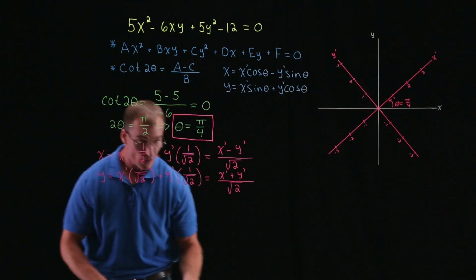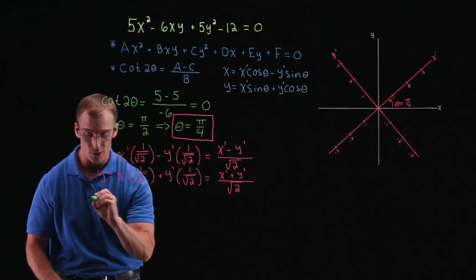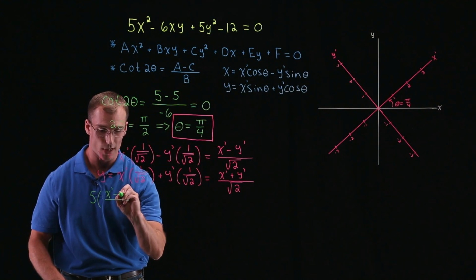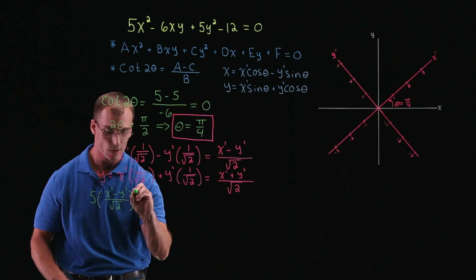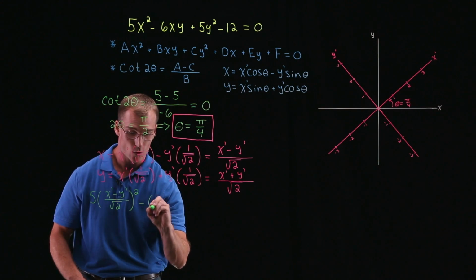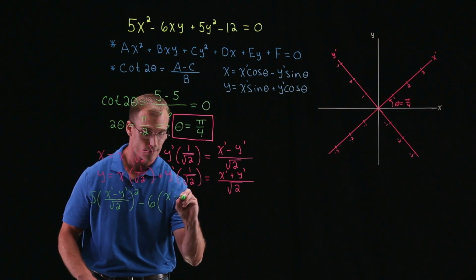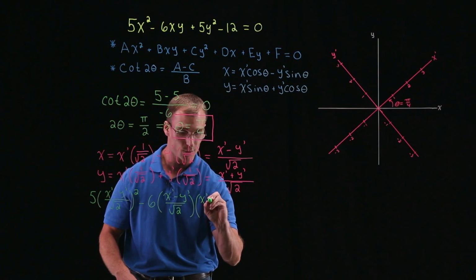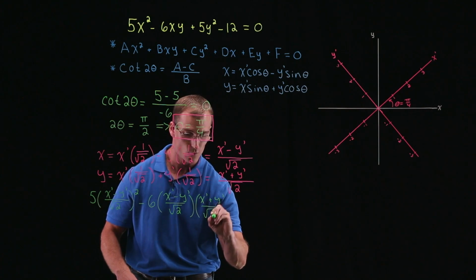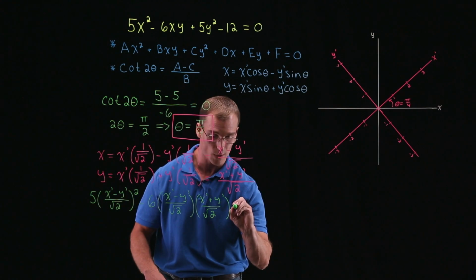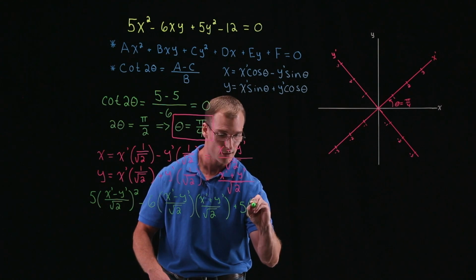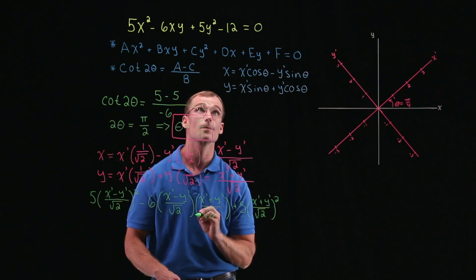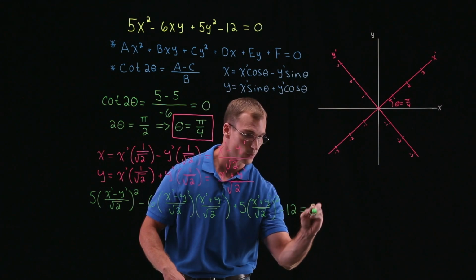So, plugging both of these in for x and y in our original equation, we're going to have 5 times x prime minus y prime over the square root of 2, quantity squared, minus 6 times x, which is x prime minus y prime over the square root of 2, times y, which is x prime plus y prime over the square root of 2, then plus 5 times y squared, and y is x prime plus y prime over the square root of 2, squared, and we have minus 12 is equal to 0.